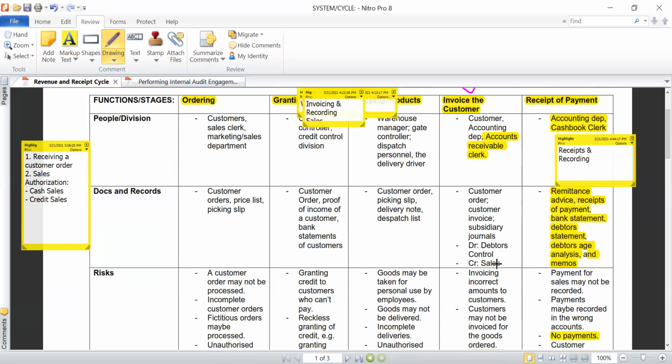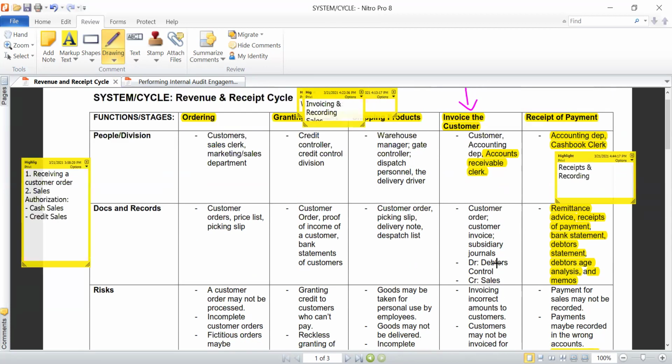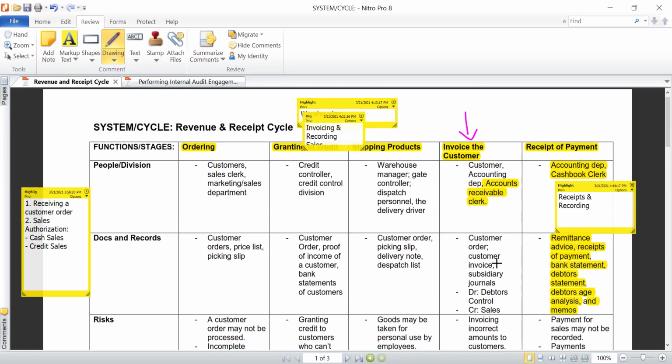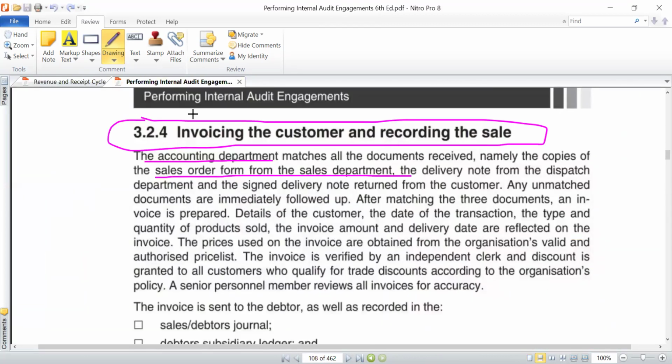So obviously in the records, when you invoice, they have to maintain a record for it. So when you invoice a client, especially if it's a credit sale, you have to debit the debtors control and you have to credit sales, which is simple accounting logic. Now, let's look into the blueprint so that we can unveil what exactly should be taking place and why we perform this particular phase of the revenue and receipt cycle.